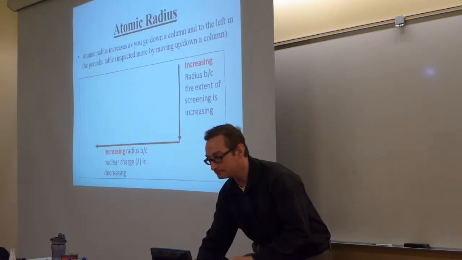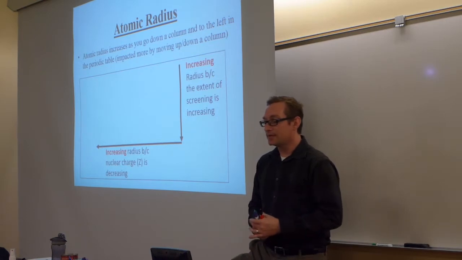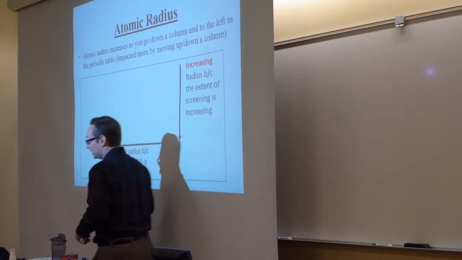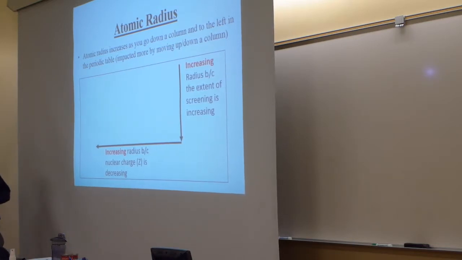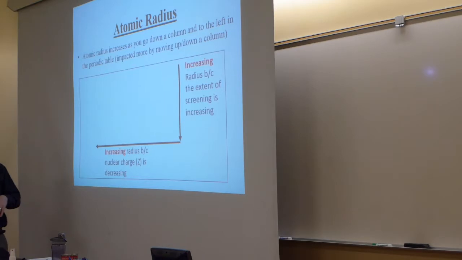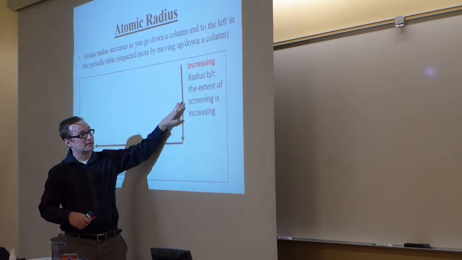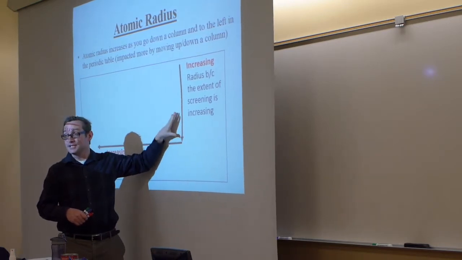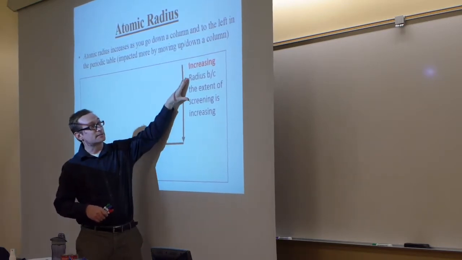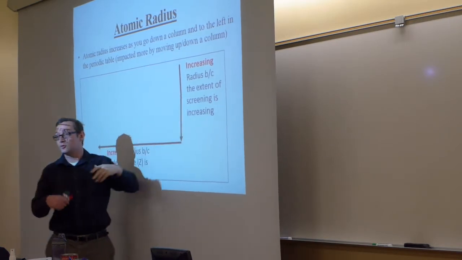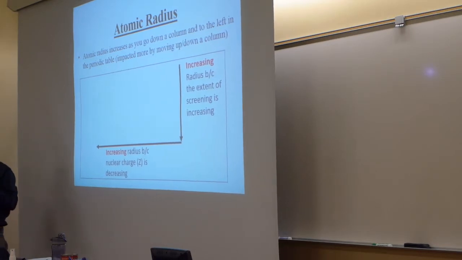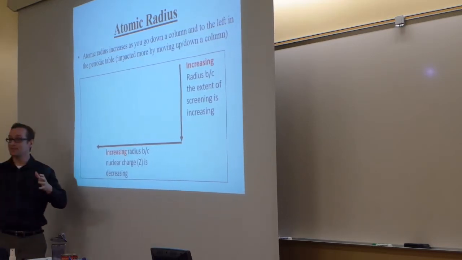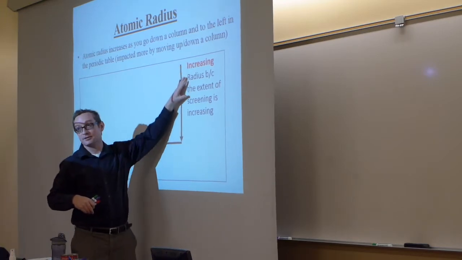All right. So speaking of atomic radius, atomic size, there's a trend that you need to know. And I made these diagrams to help you sort of navigate these kinds of problems. So atomic radius increases as you go down a column and to the left in the periodic table. As you go down a column in the periodic table, the radius is increasing because the extent of the screening is also increasing. The more core electrons that you have, the more that the outer valence electrons are repelled by those core electrons out. Does that make sense? So it's a screening issue as you go down the column.